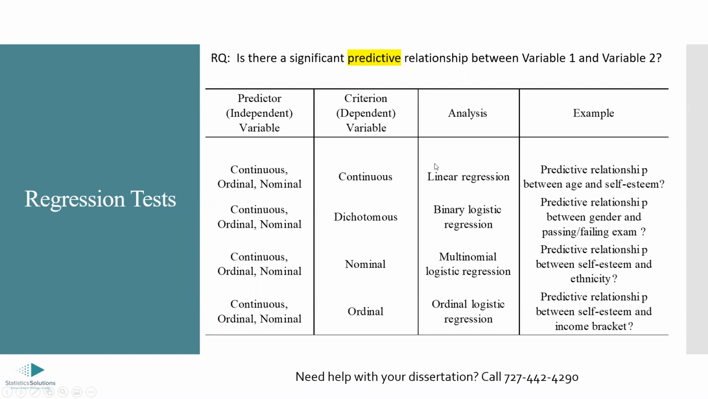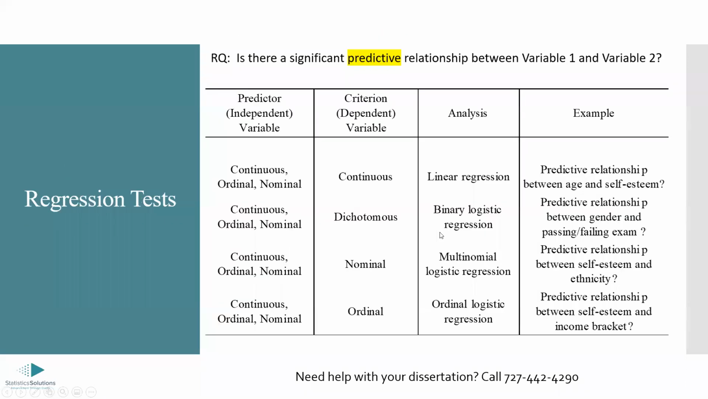Okay, so continuous outcome leads to a linear regression. Binary or dichotomous outcome, you have a binary logistic. If you have more than two possibilities, you do a multinomial logistic. And ordinal logistic would be if you have an ordinal outcome variable.